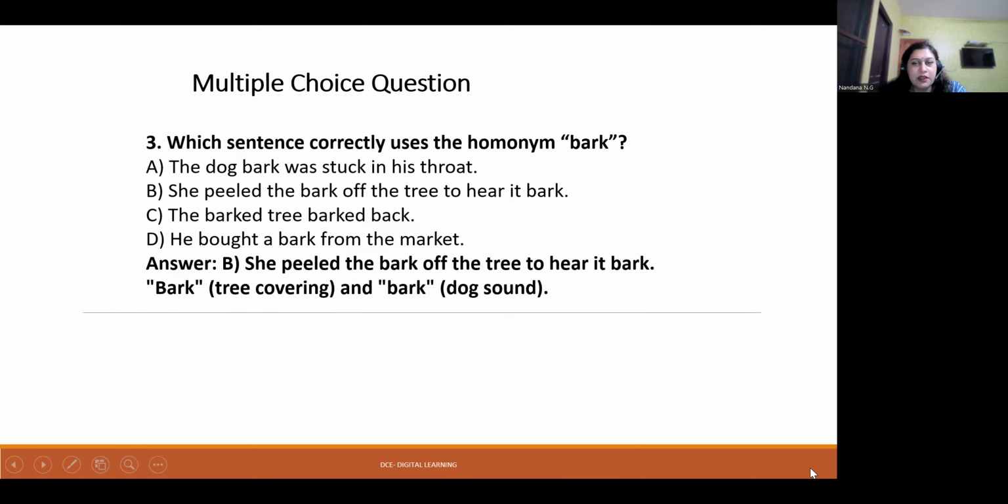Which sentence correctly uses the homonym bark? The dog bark was stuck in his throat. She peeled the bark off the tree to hear it bark. The bark tree barked back. He brought a bark from the market. Answer is option B. The bark refers, in the first instance, to the tree covering, and in the second, to the dog sound.